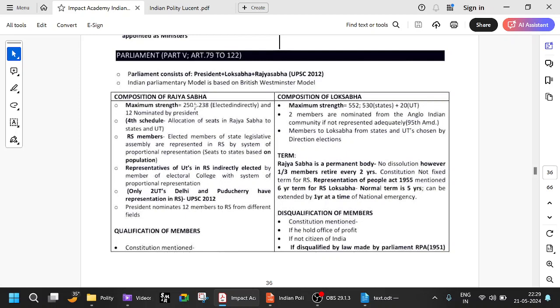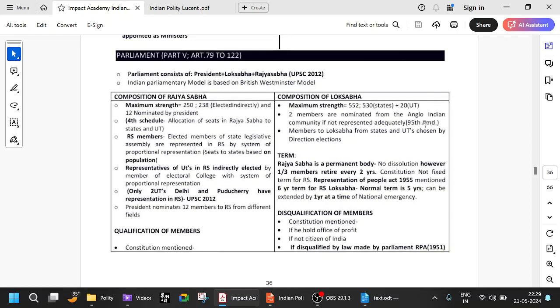So, composition of Rajya Sabha, we have seen, maximum strength is 250, and Lok Sabha is 552. We have already seen, right? 552: 530 from the states, 20 from UTs, and 2 members from the Anglo Indians. And this is from the 95th Amendment Act. Okay, this Anglo Indians was added in the 95th Amendment Act.